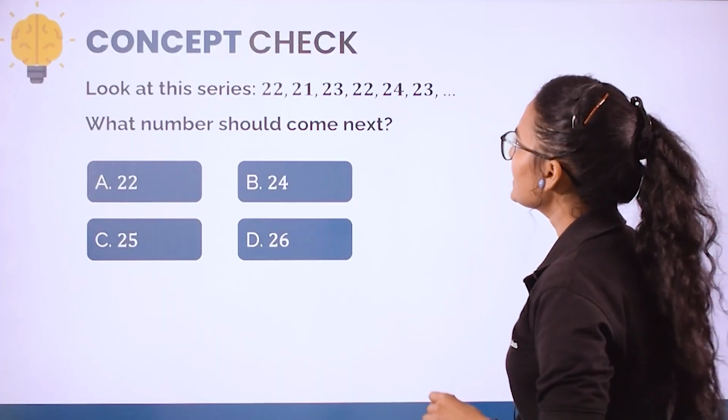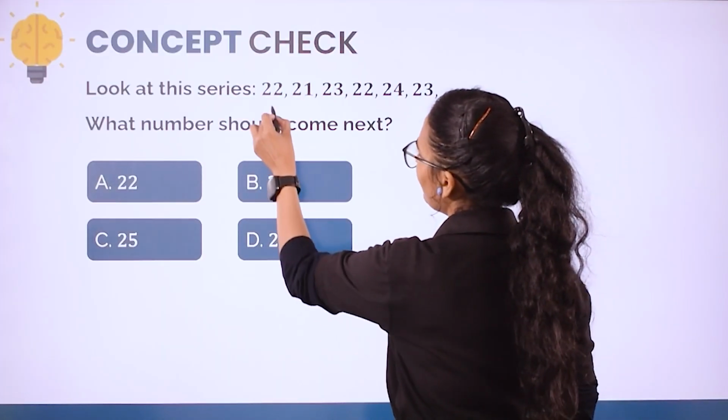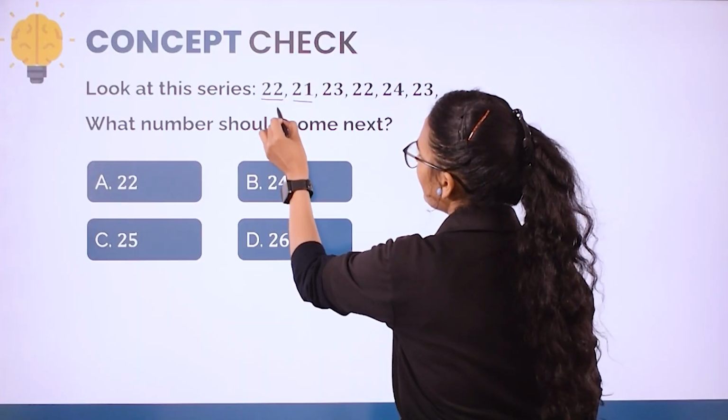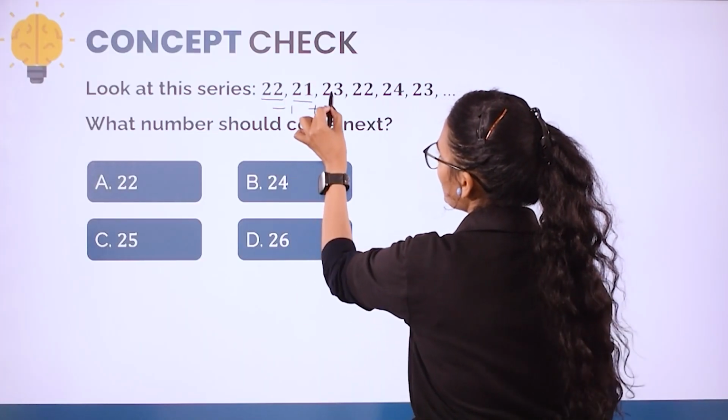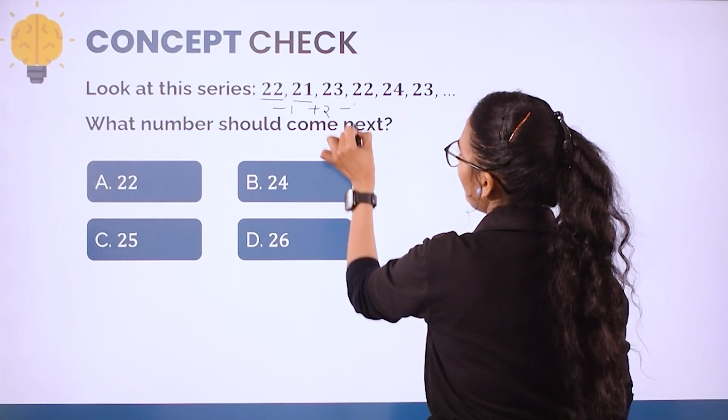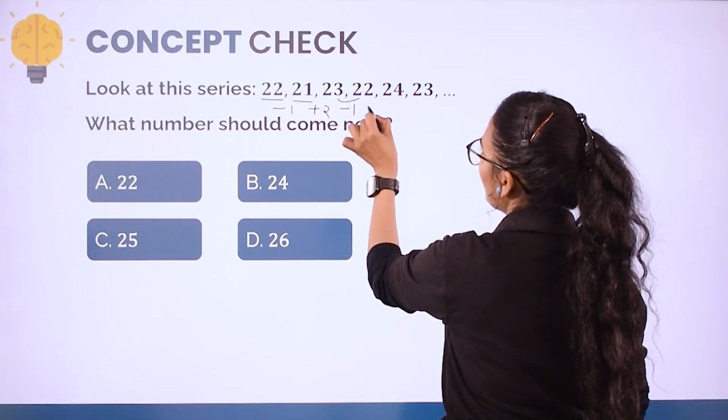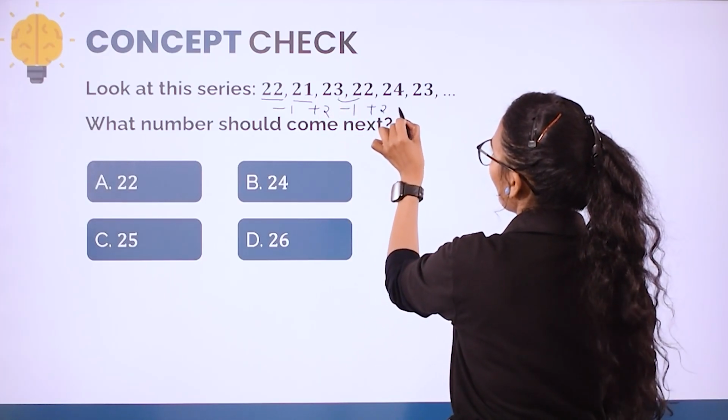Next question. Look at this series and try to figure out the next number. 22, 21. So minus 1. Then we have plus 2. 21 plus 2, that is 23. Then again 23 minus 1, 22. Again plus 2, again minus 1.